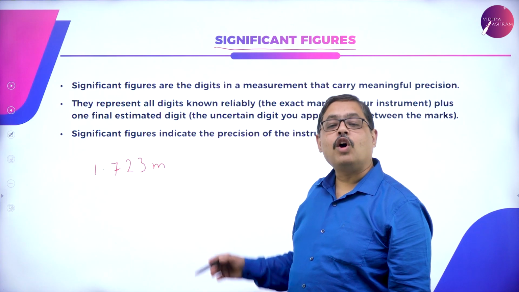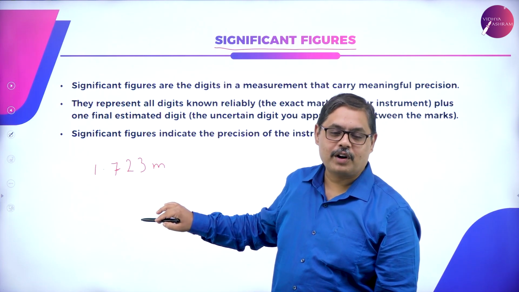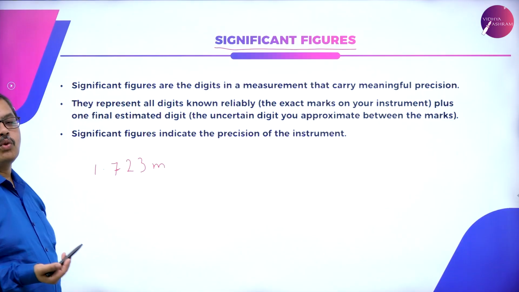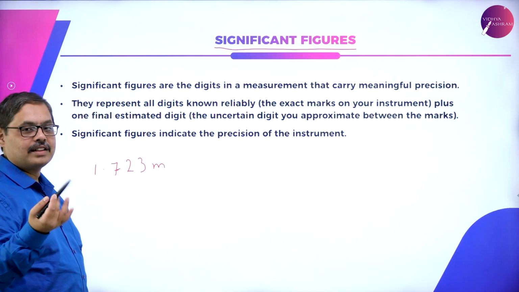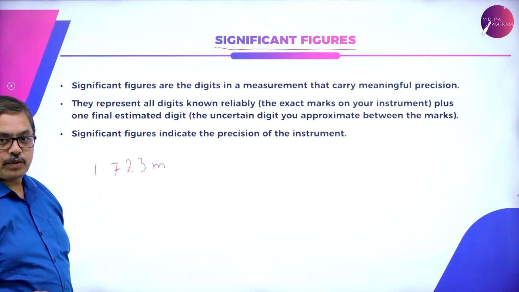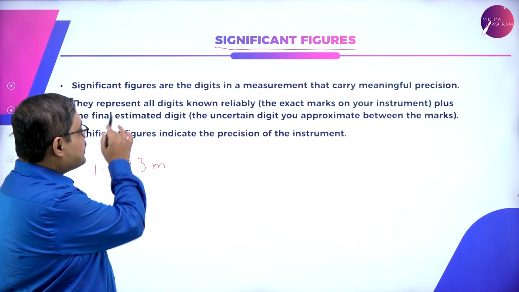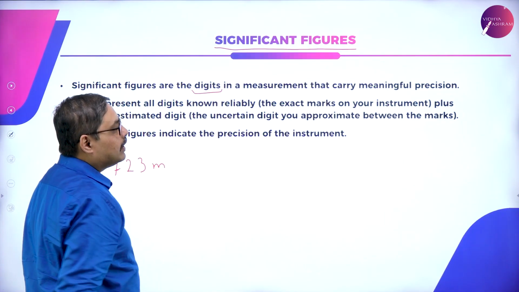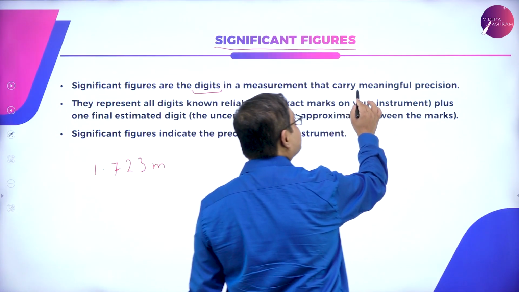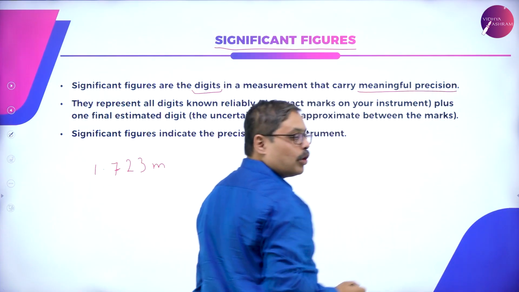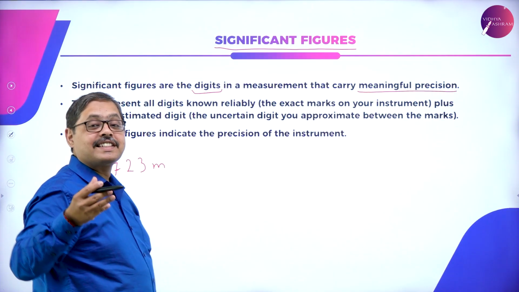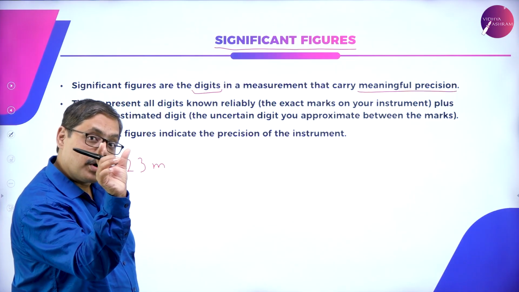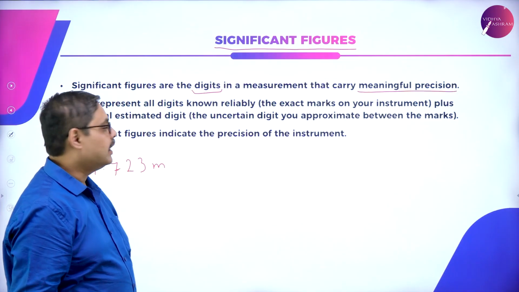Now what is important? What is not important? What can be called a reliable number, what can be called an uncertain number? This is what significant figures will let us know. Significant figures are the digits in a measurement that carry some meaningful precision. We are more interested in the precision or the preciseness of the value under significant figures. We are interested in the number of digits that are important here.